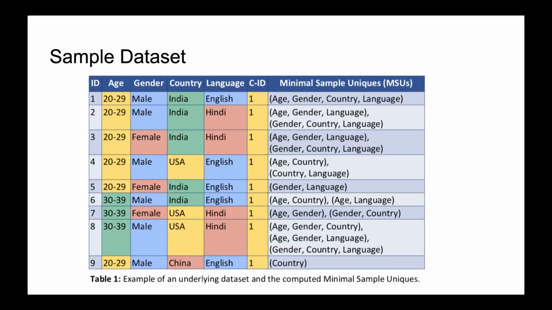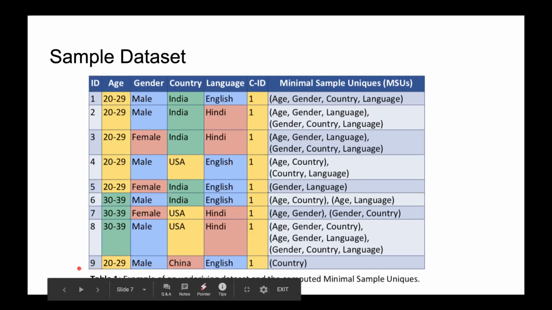So to solve our problem, we used an algorithm called SUDA, or Special Unique Detection Algorithm. This algorithm identifies which attributes make a user more identifiable. That is, for example, if I knew that there exists a person in this sample data set who is from, say, China, then that is enough information for me to identify user number 9 uniquely, right?